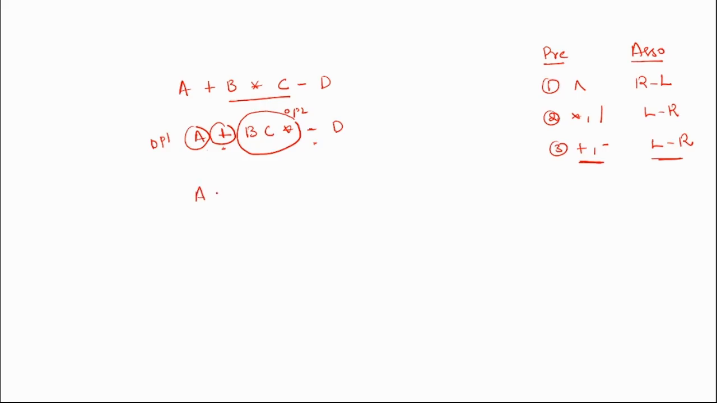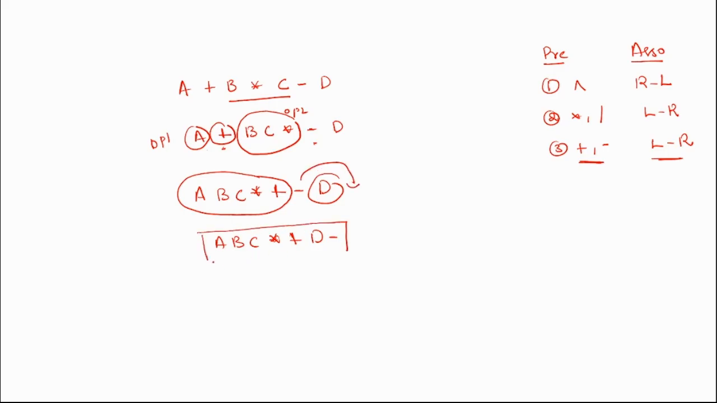Now I'll say A BC star plus, where plus comes to the right of operand 2, and I will write the rest as it is. The only operator that is left to be solved is minus. So now this whole thing will be our operand 1, and this would be our operand 2. Therefore I'll say A B C star plus D minus, so minus comes to the right of operand 2. So this is our postfix expression for this infix expression.